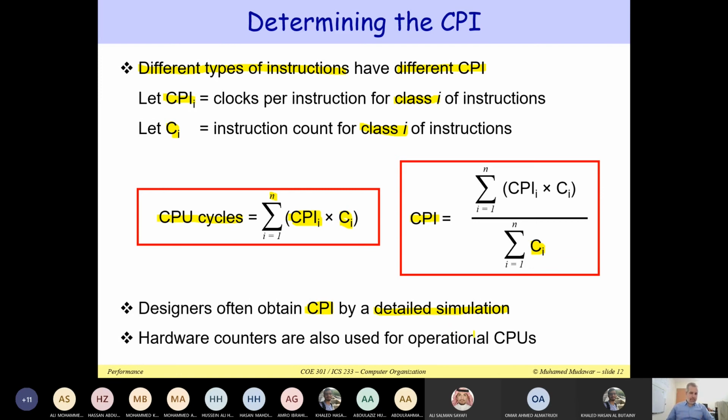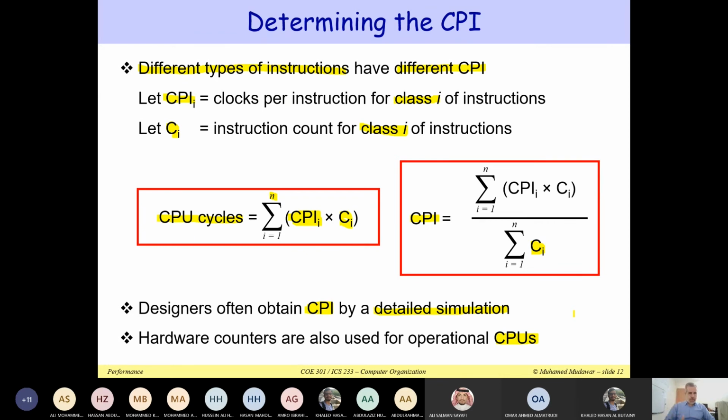In the case of a real CPU, today CPUs have counters inside the hardware. These counters are used to count the total number of CPU cycles for a given program, and also count the total number of instructions.